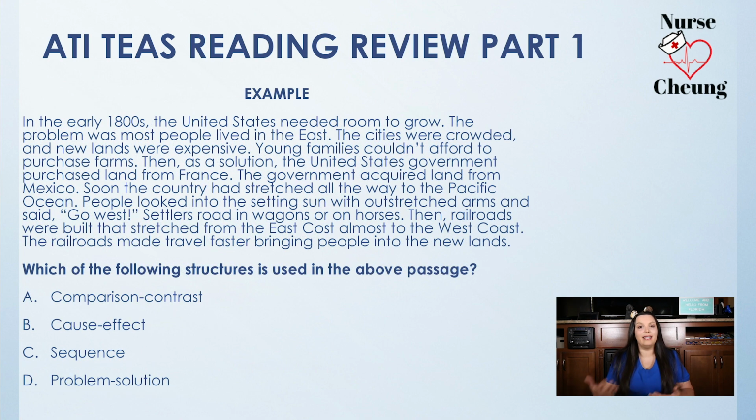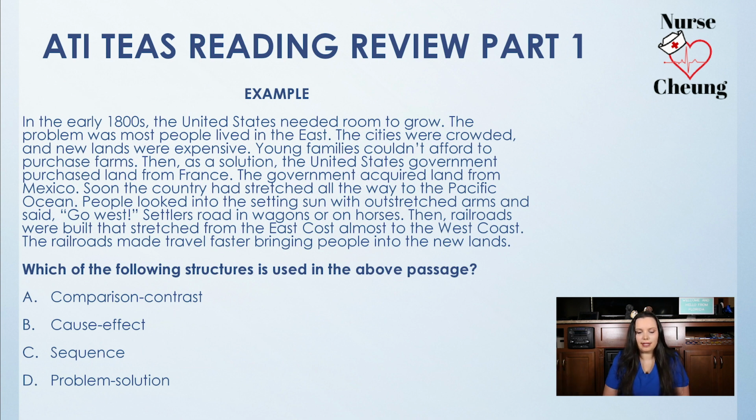In the early 1800s, the United States needed room to grow. The problem was most people lived in the East. The cities were crowded and new lands were expensive. Young families couldn't afford to purchase farms. Then, as a solution, the United States purchased land from France. The government acquired land from Mexico. Soon, the country had stretched all the way to the Pacific Ocean.